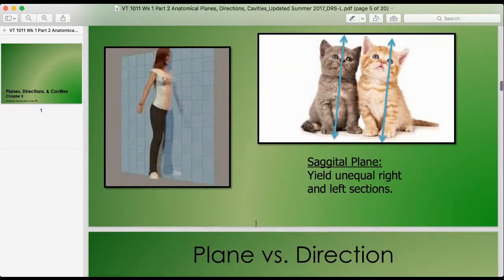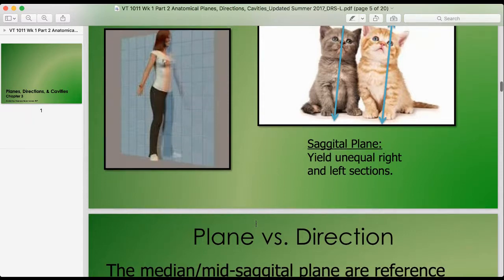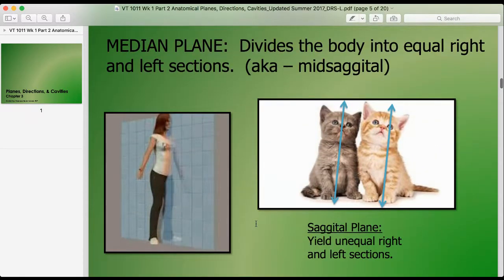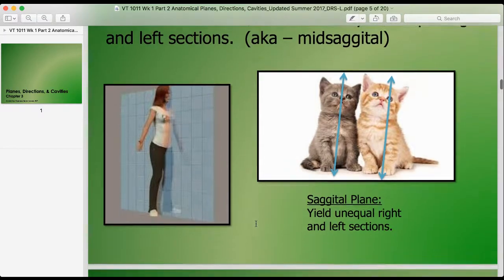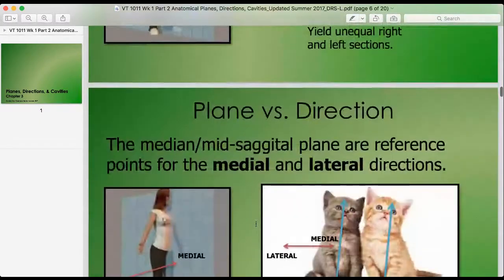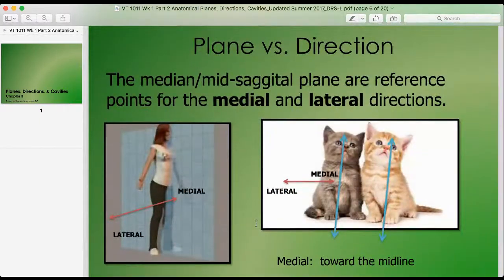The sagittal plane can also yield unequal right and left portions. So it's important to understand the median plane is equal, a mid-sagittal, but the term sagittal plane can also yield unequal right and left sections. And then we have the difference between a plane versus a direction. So we have a medial plane, which divides it into equal right and left sections, or the mid-sagittal plane.